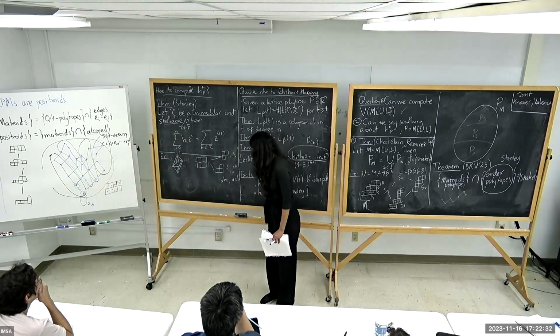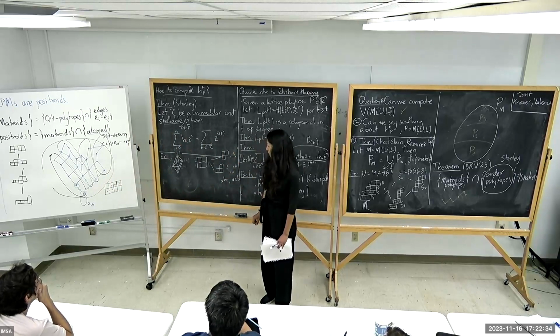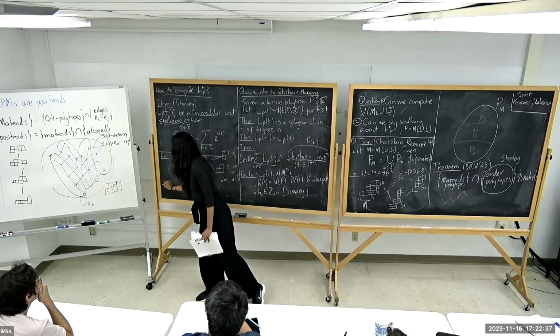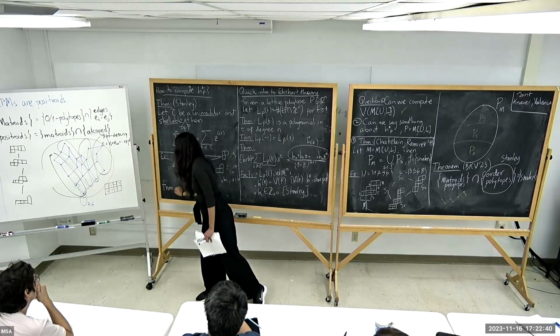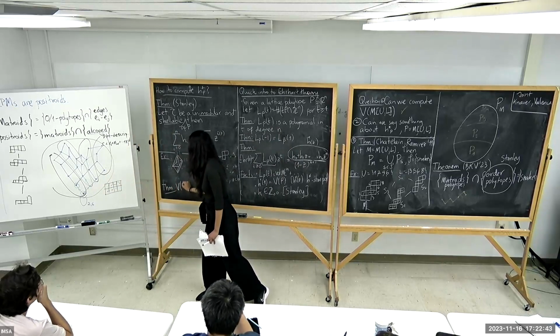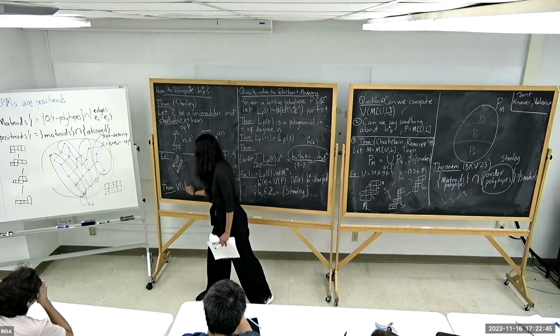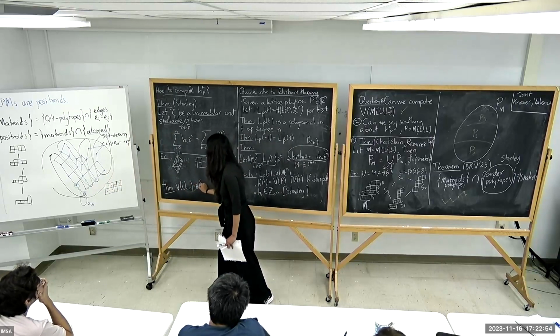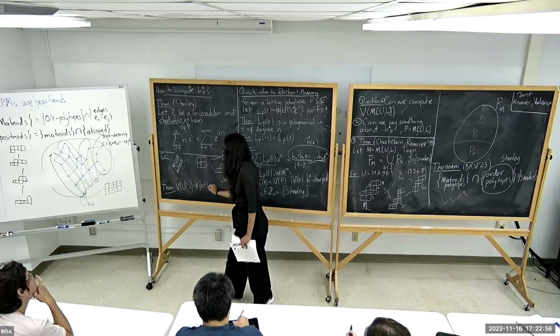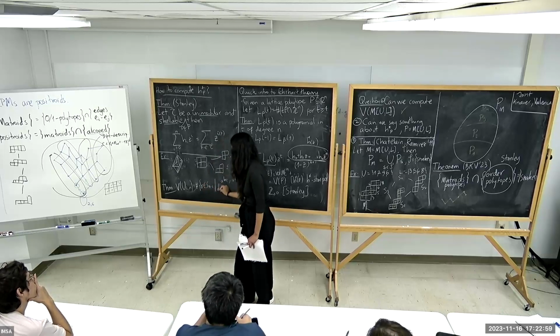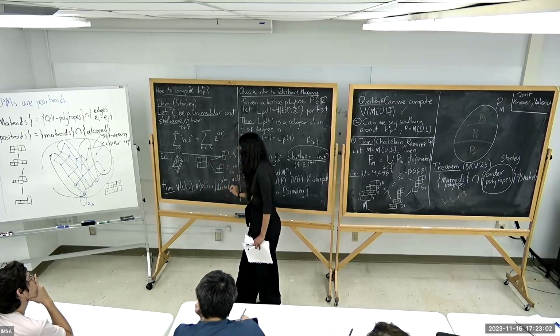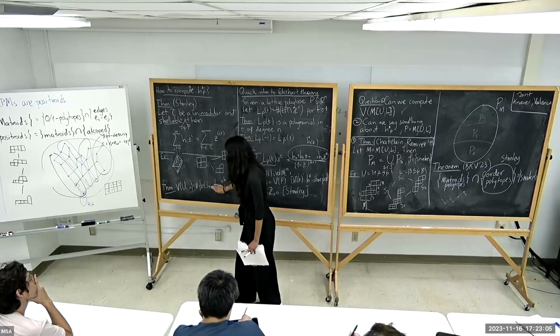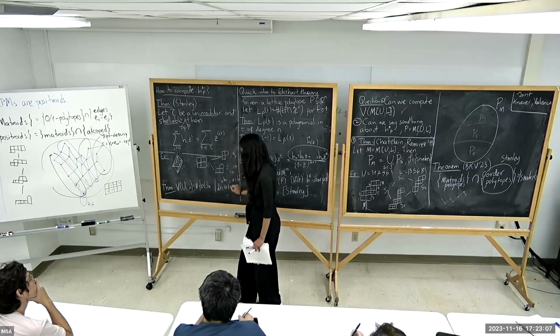So what is it that we use? We use the following. It is known that the volume of U_{k,n}, or in particular U_{2,n}, this counts permutations of n minus 1 elements with one descent.